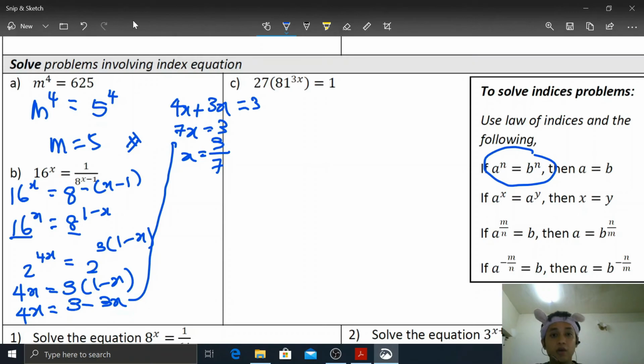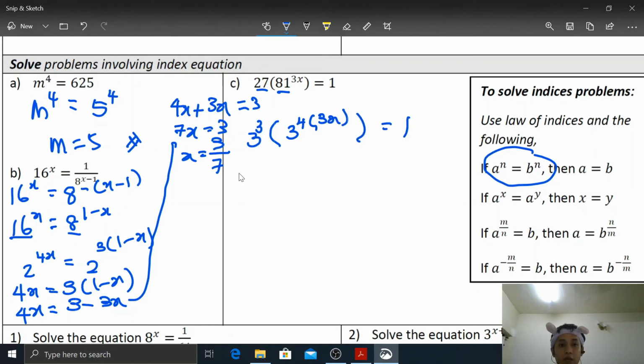Alright, for the next question, question C. If you see here, again the base number is different. So we need to change it so that it's the same. This one is the power of 3, so I can write it as 3 to the power of 3 multiplied by 3 to the power of 4x, equals 1 over 3 to the power of 3. This one I just multiply in: 3 to the power of 12x equals 1.